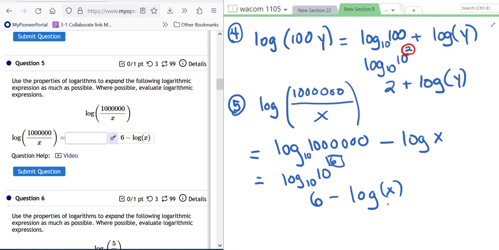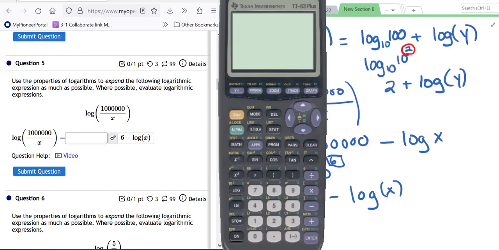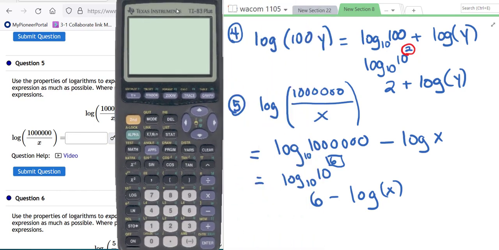Stop me if you have any question. And if you're not sure about this 10 to a power, just play on your calculator and check it. So if I do 10 to the 6th, that gives me 6 zeros, so that's the right one.